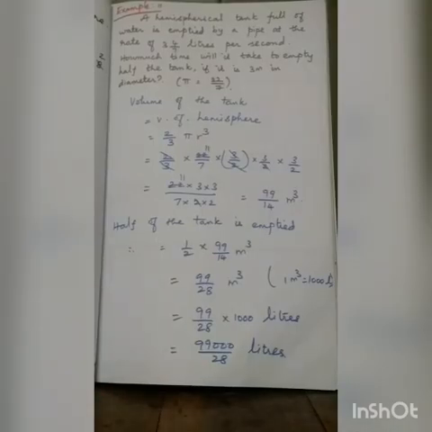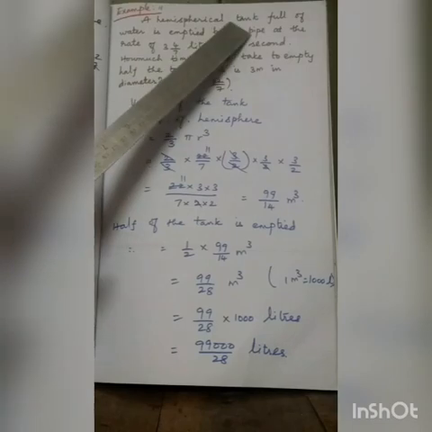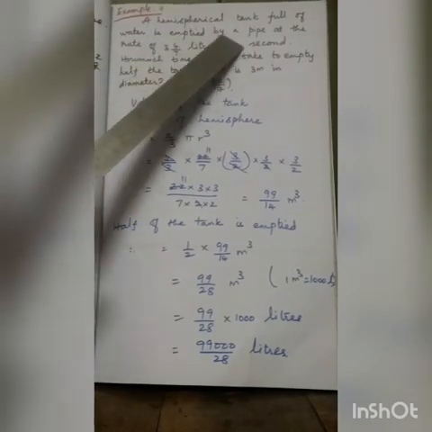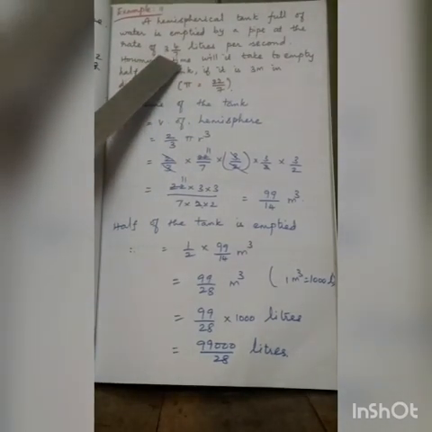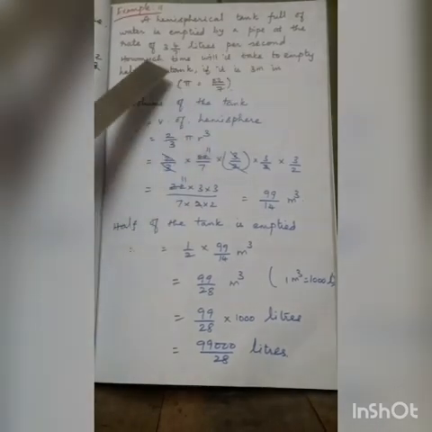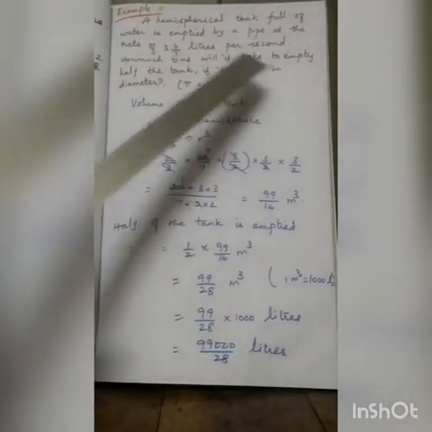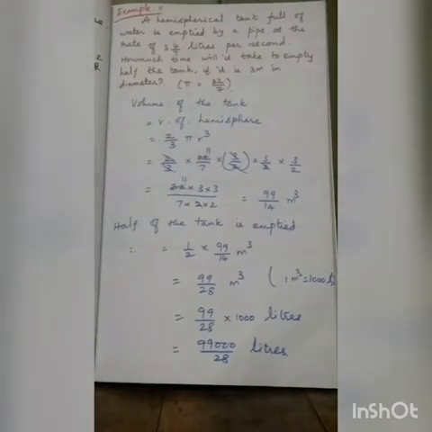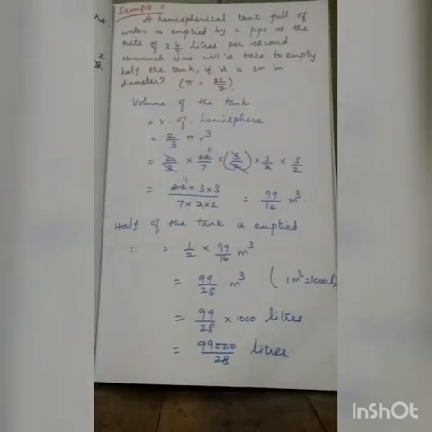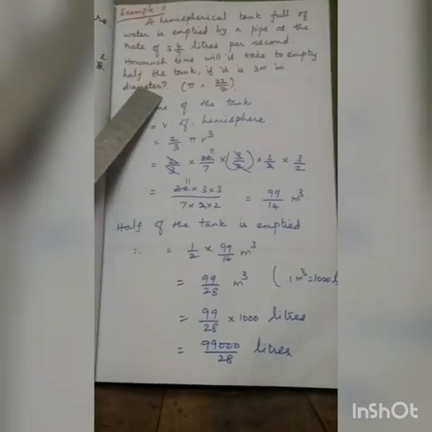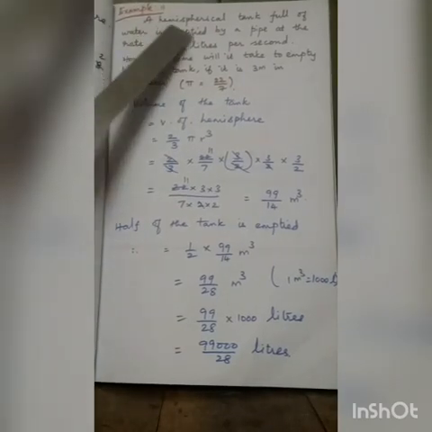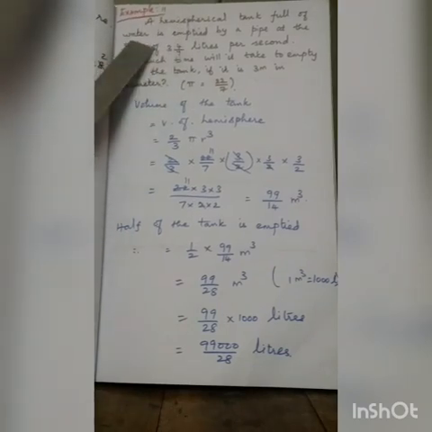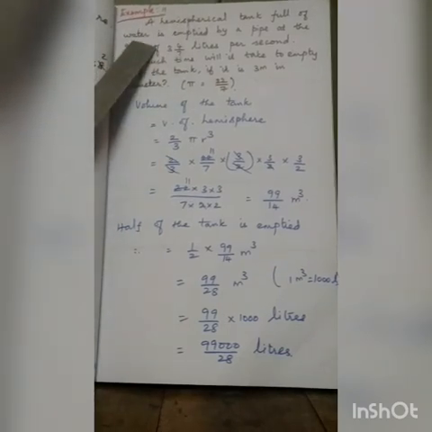Example 11. A hemispherical tank full of water is emptied by a pipe at the rate of 3 4/7 liters per second. How much time will it take to empty half the tank if it is 3 meter in diameter? Sorry, 3 meter in diameter. Okay. So, a hemispherical tank is full of water.